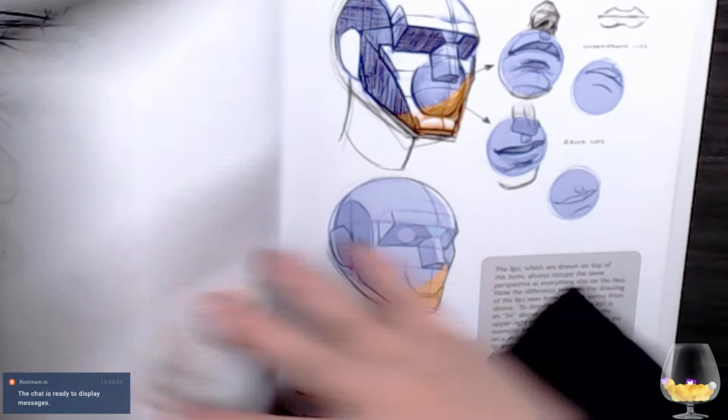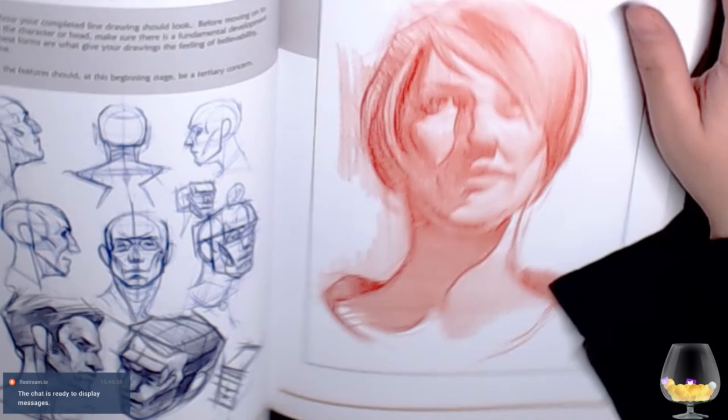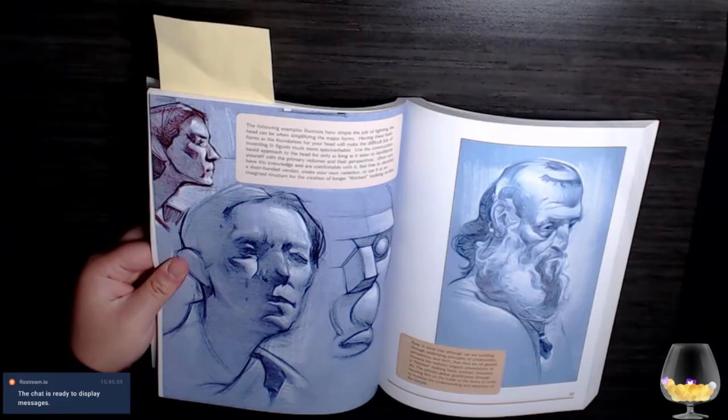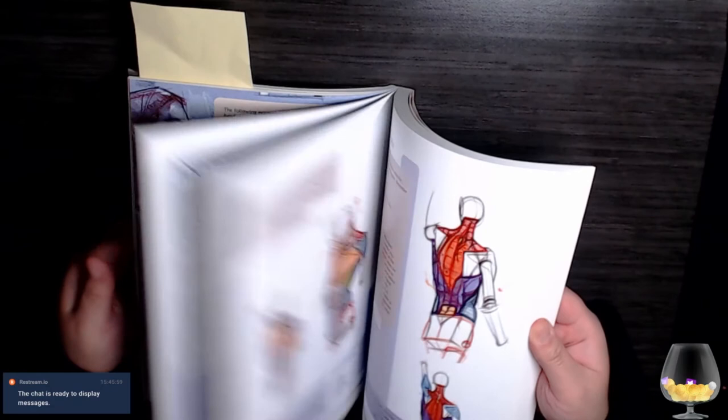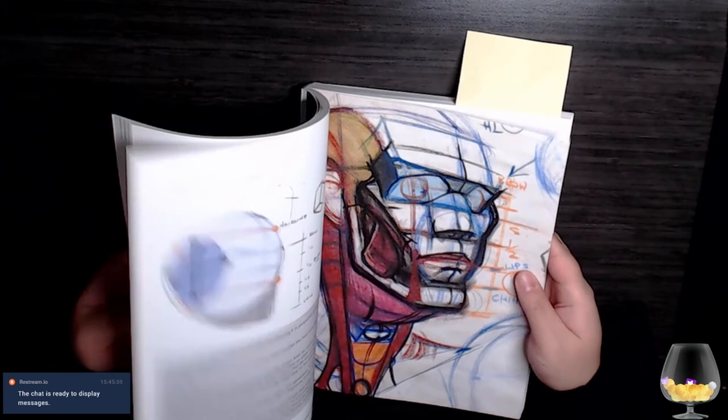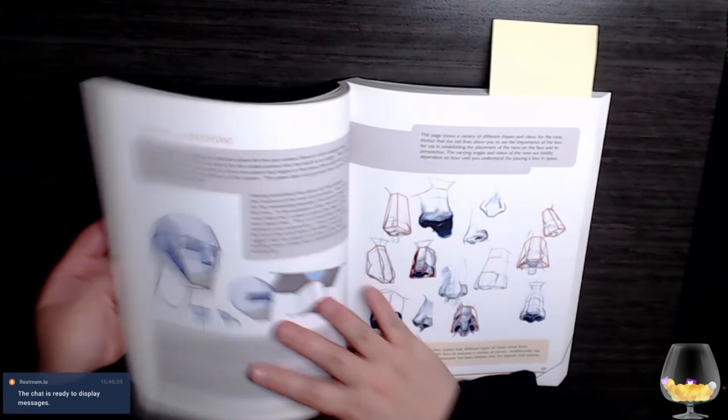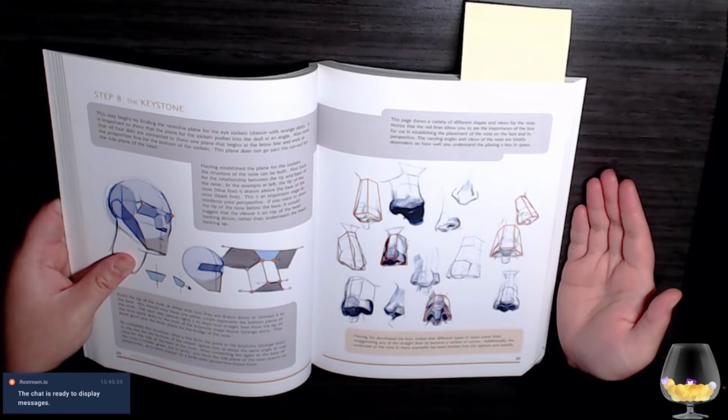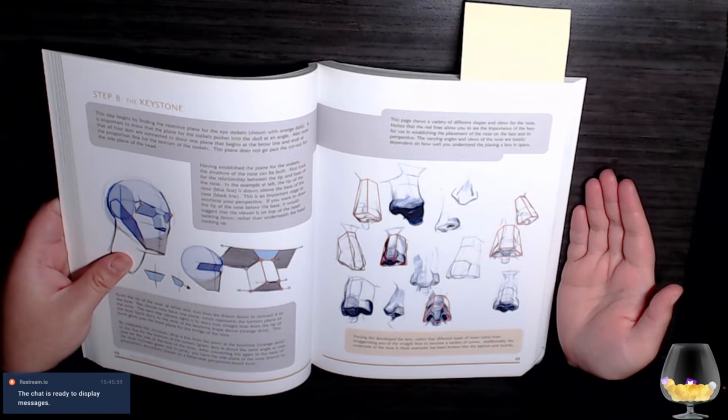But oh dang. If that's all they got to say about the nose, then that's a little disappointing. Yeah, that's all they have to say. Okay, so not a fan of this. This is basically just saying make a box for your nose. And that's all I sort of got out of it. I mean, these are great illustrations, but that only helps placement of a nose for me.